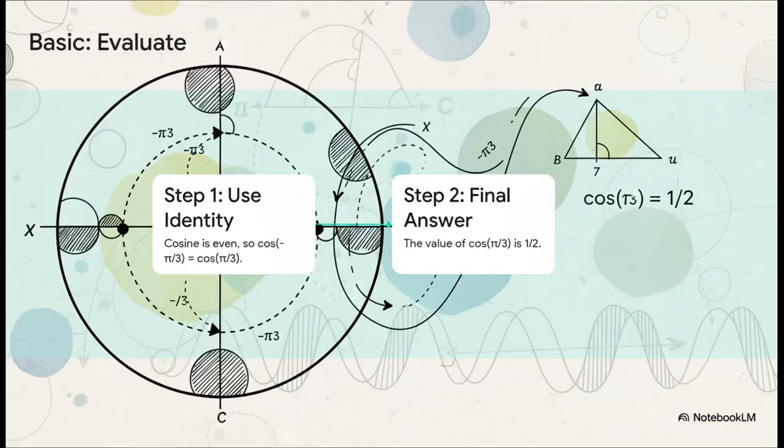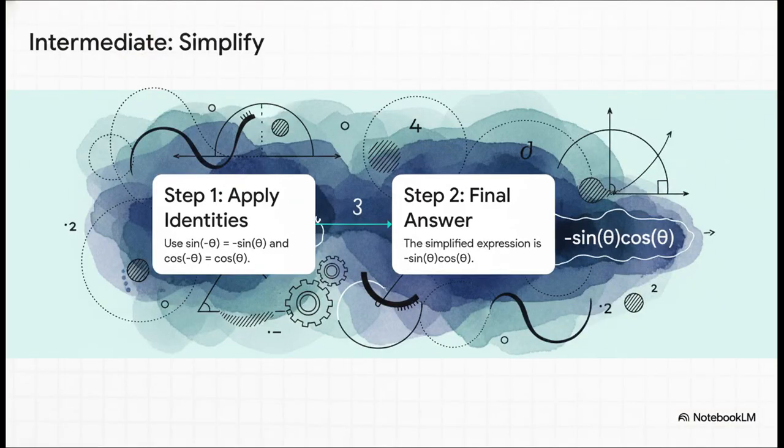Okay, here's a classic one. You get asked for the cosine of negative pi over 3. Now, you could try to find that negative angle on the unit circle, or you can use the shortcut. We know cosine is even, right? So cosine of negative pi over 3 is the exact same thing as cosine of positive pi over 3. And we know that one. It's 1/2. See? Done.